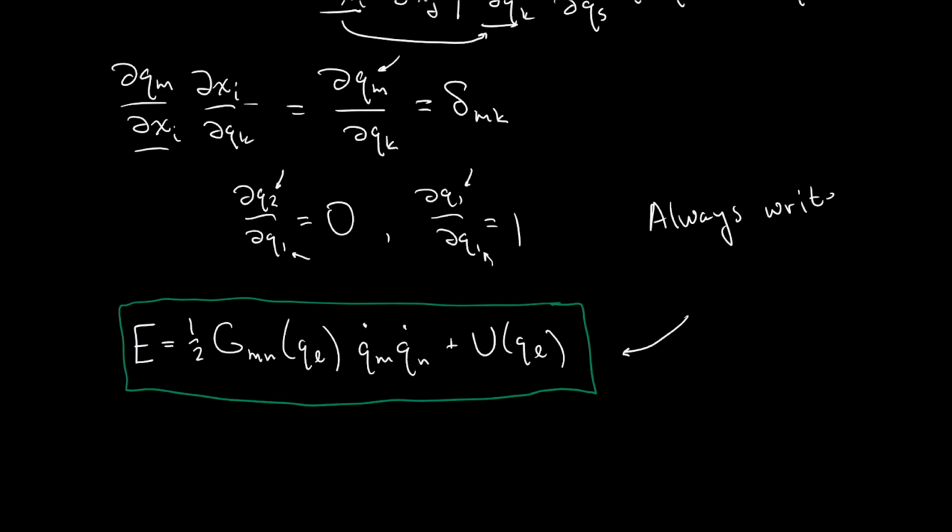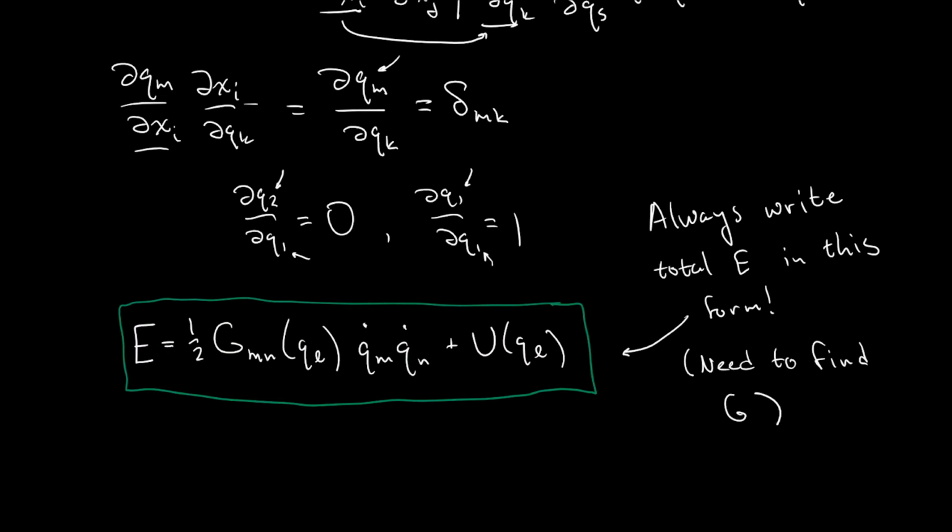But nevertheless, this is useful because I can now always, without fail, write the total energy in this form. And that's no small feat, right? I can choose any set of coordinates, and I can always write the energy this way. I just need to find U, or find G. So as long as I can figure out the elements of G, I can always, without fail, write my energy in this way.